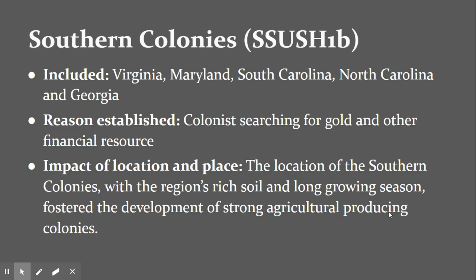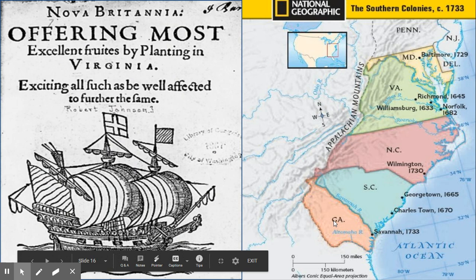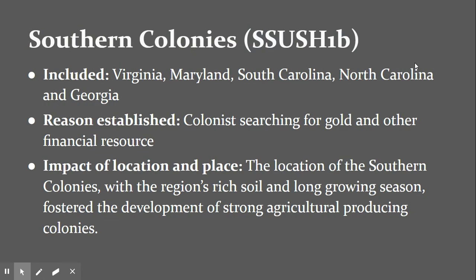Okay, so the Southern colonies. This is going to include Virginia, Maryland, South Carolina, North Carolina, and Georgia. So if you look at this map right here, Georgia, South Carolina, North Carolina, Virginia, Maryland, all of these colonies are going to be used to search for gold and other financial resources. But what you need to understand is that that stuff doesn't ever get found.